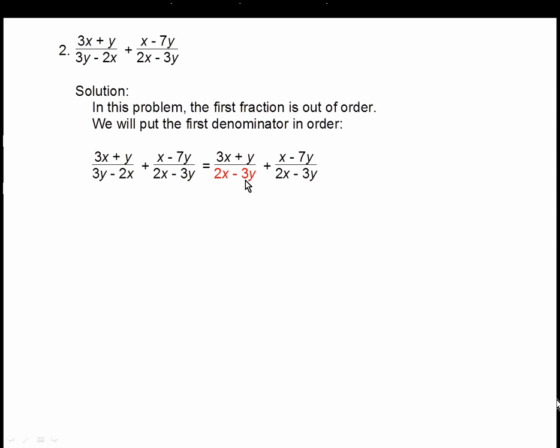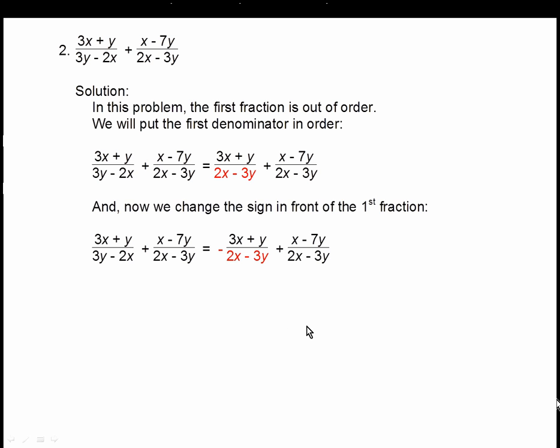And now remember, we have to change the sign in front of the fraction. Since you don't see a sign, it's actually a plus. So now, change the sign in front of the first fraction. There's the minus sign that we factored from the denominator. So now our denominators are the same, namely 2x minus 3y. So put it in order, change the sign in front of the fraction.